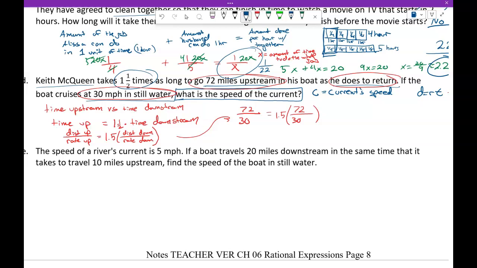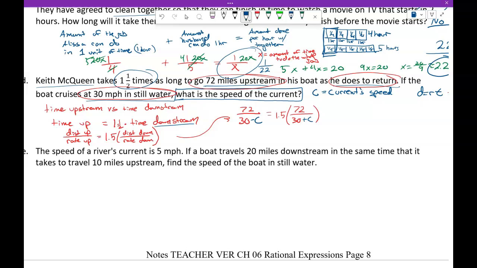But we have to think about what going upstream and downstream does. When we're going upstream, we're fighting against the current. So the current's going to slow us down. So when we're going upstream, it's going to be the speed of the boat minus whatever the current is doing to slow us down, however fast the current is. When we're going downstream, the current speeds us up. We're going faster. So it's the speed of the boat plus however much the current is pushing with us to make us go faster.